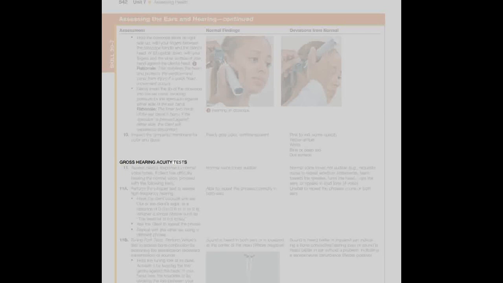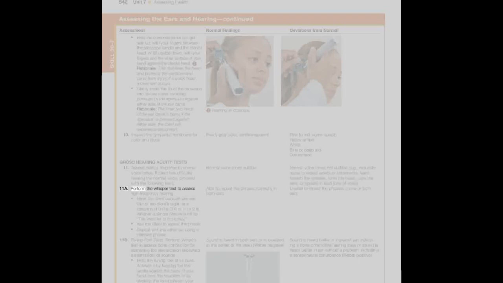Gross hearing acuity tests. 11. Assess client's response to normal voice tones. If client has difficulty hearing the normal voice, proceed with the following tests. Normal voice tones audible, normal voice tones not audible. Example: requests nurse to repeat words or statements, leans toward the speaker, turns the head, cups the ears, or speaks in a loud tone of voice.